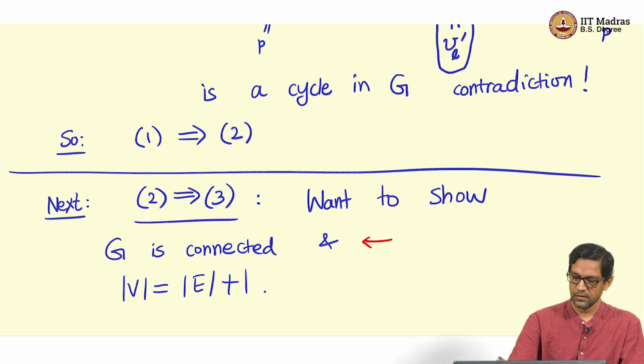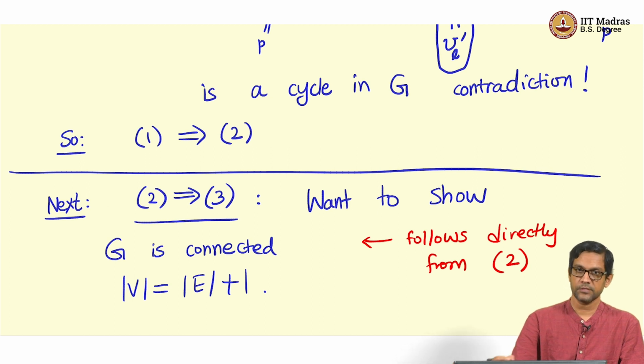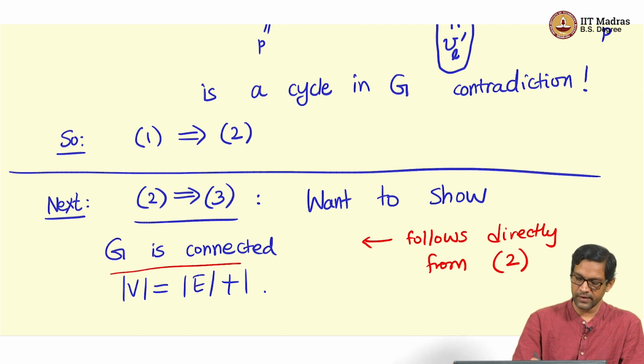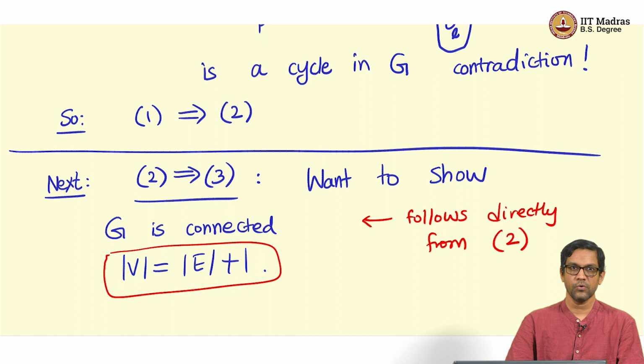This follows directly from 2. Okay, and what was 2? That there exists a unique path joining any two vertices. So this is just definition. So all we have to prove now is really the second portion of this statement. We have to show that mod V equals mod E plus 1.